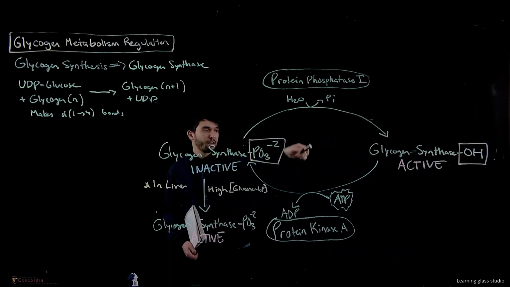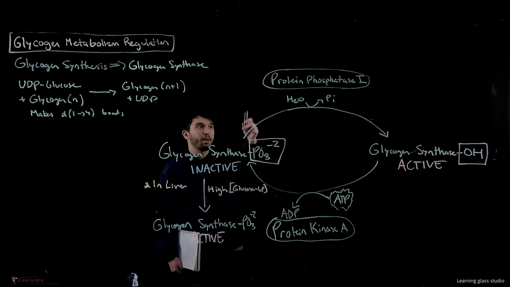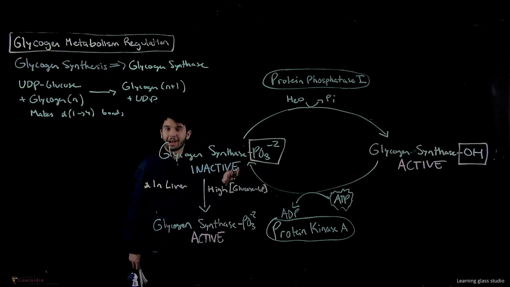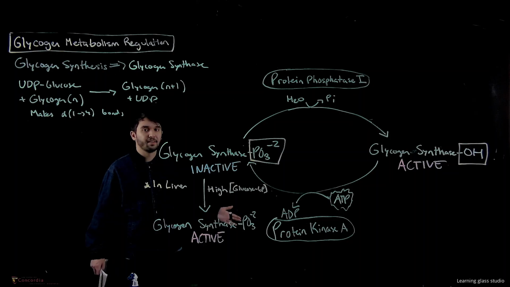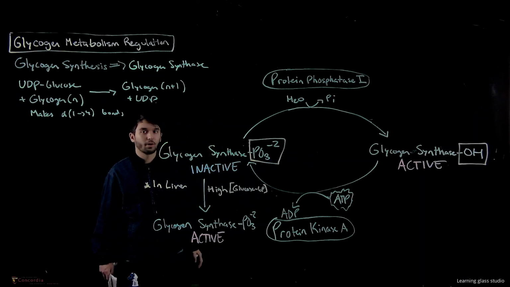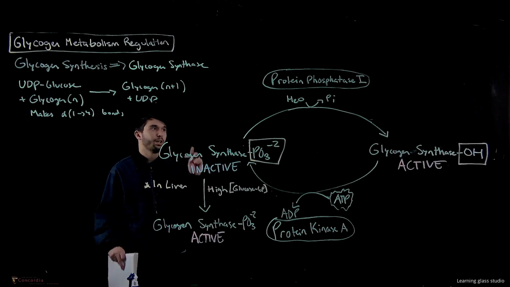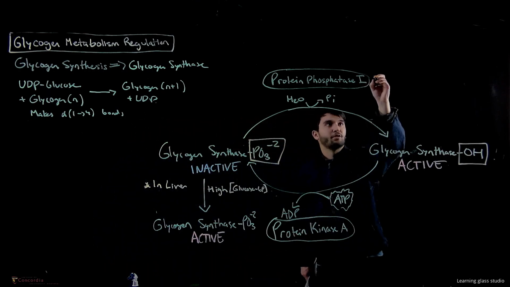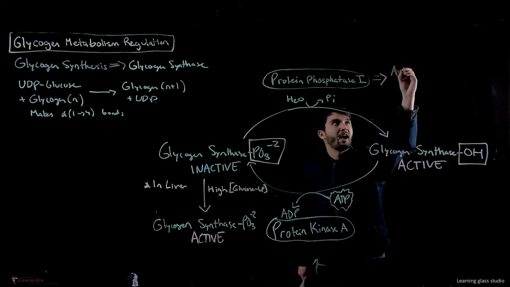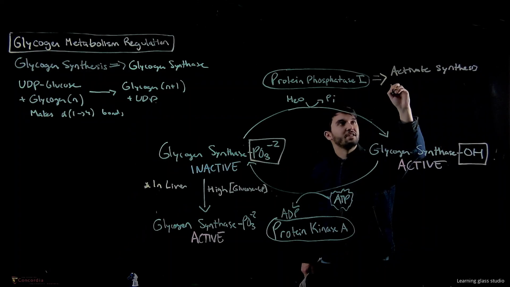So in order to activate glycogen synthase, a hydrolysis reaction removes the phosphate. This is done by protein phosphatase 1. You might recognize that from glycogen degradation. It's the same enzyme. Protein phosphatase 1 is going to activate glycogen synthase by dephosphorylating it, but it's also going to inactivate glycogen phosphorylase also by dephosphorylating it. So protein phosphatase 1 is going to activate synthesis, but inactivate degradation.